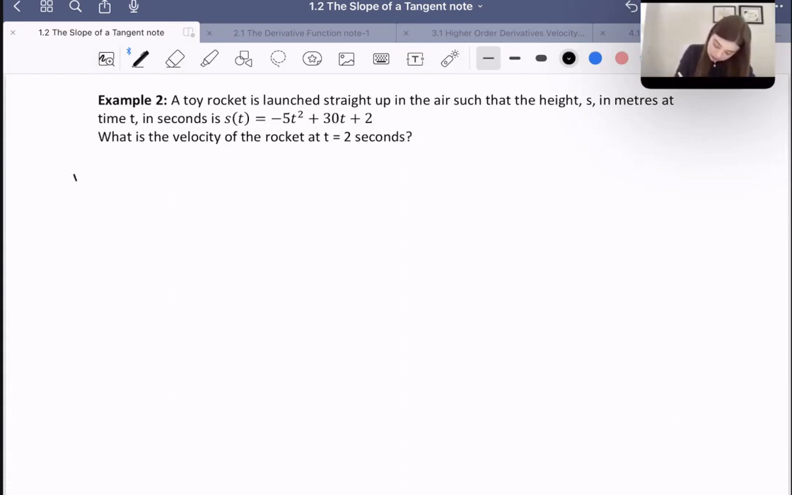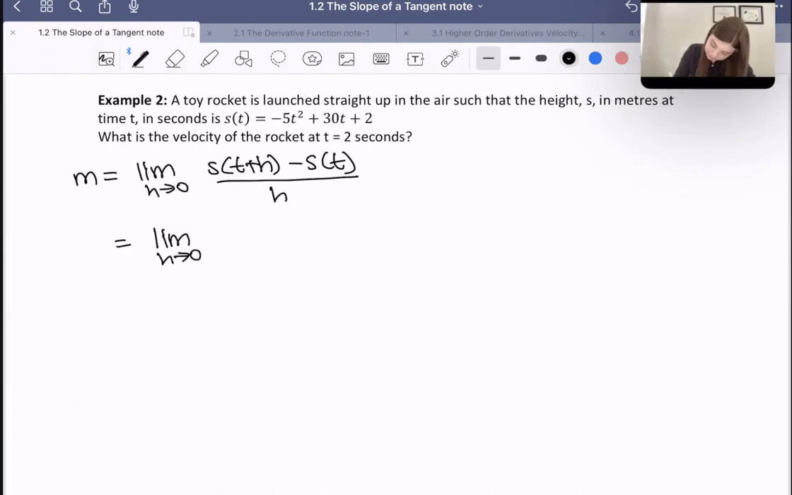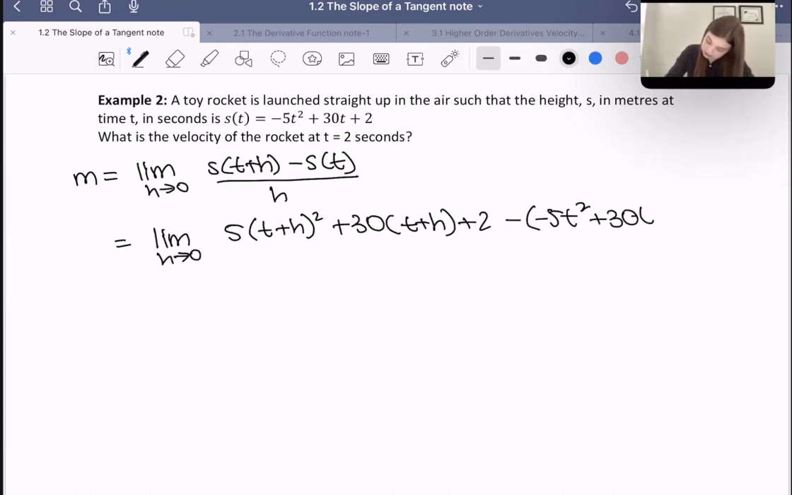Okay, so what is our rate of change? Well, the rate of change, or the velocity, is the slope of the tangent line, right? And the slope of the tangent line is the limit as h approaches 0, s of t plus h minus s of t all over h. That is the same as the limit as h approaches 0, negative 5 times t plus h squared plus 30 times t plus h plus 2, and then minus negative 5t squared plus 30t plus 2, all over h.